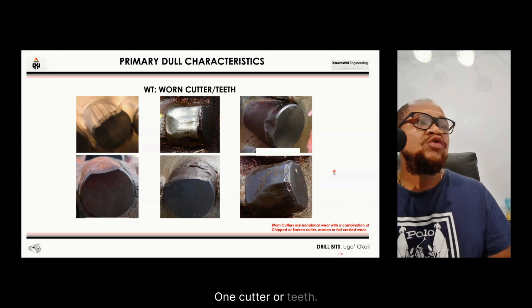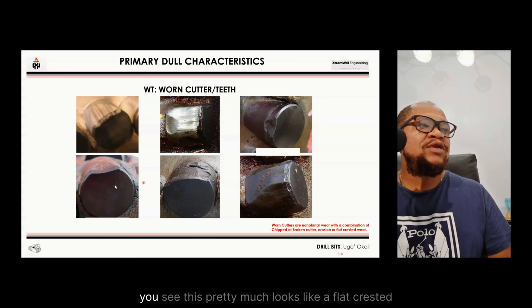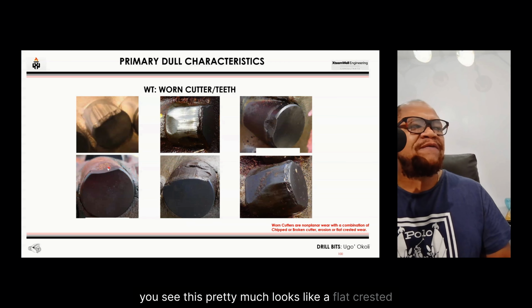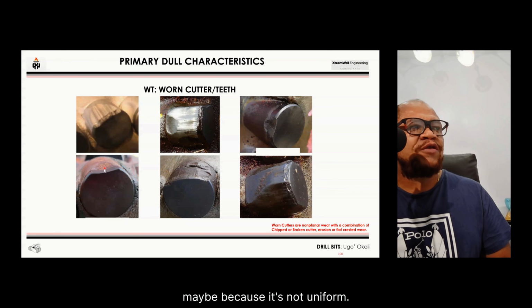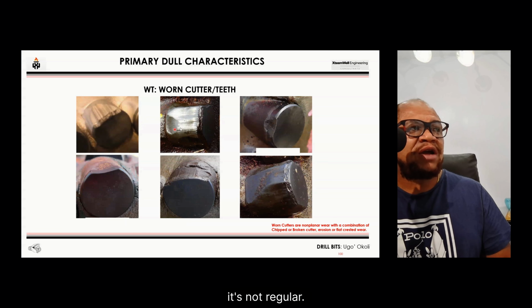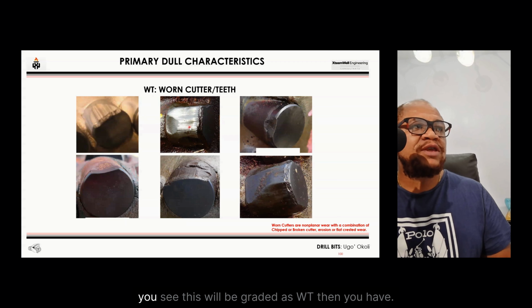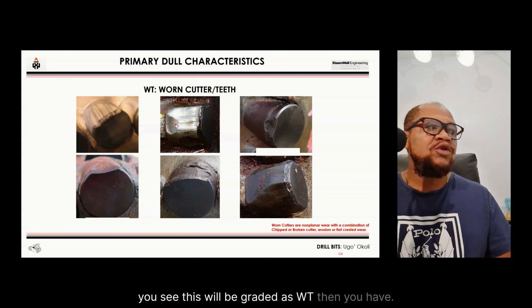One cutter or teeth. Now, you see, this pretty much looks like a flat crested wear, but maybe because it's not uniform, that's why it's been graded as a one cutter. So you can see what you have here. It's not flat, it's not irregular. You can see these are all one cutters. So this will be graded as the WT.